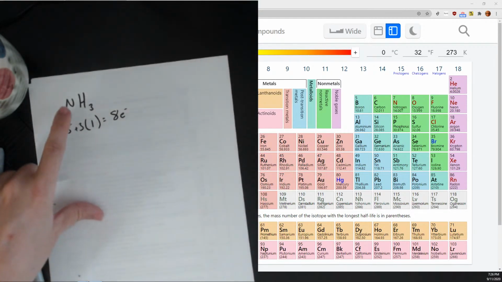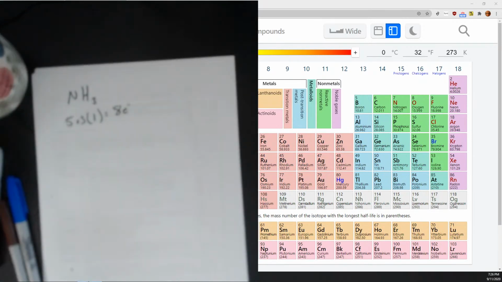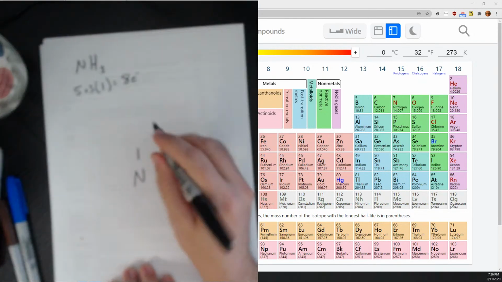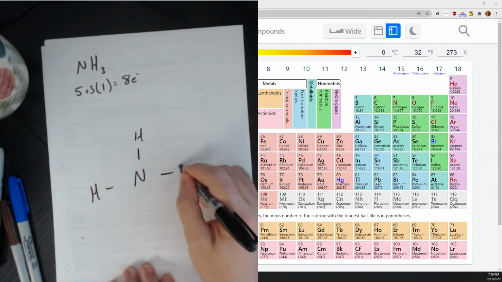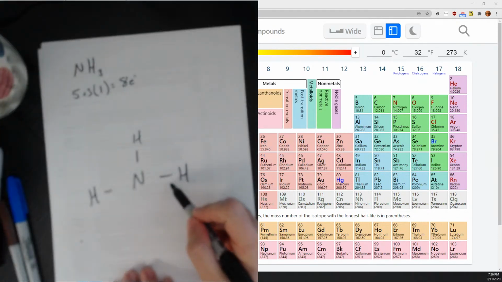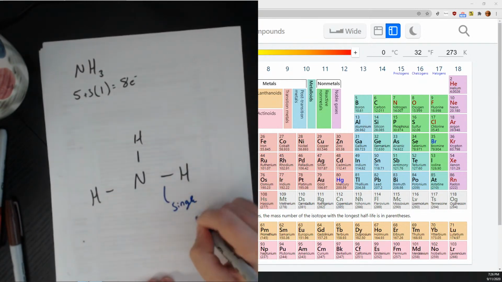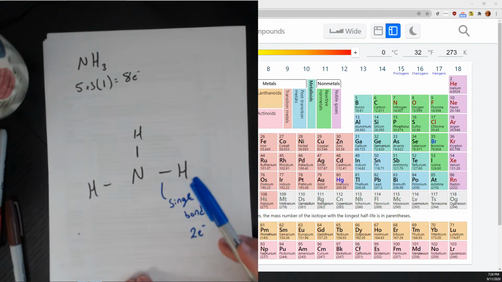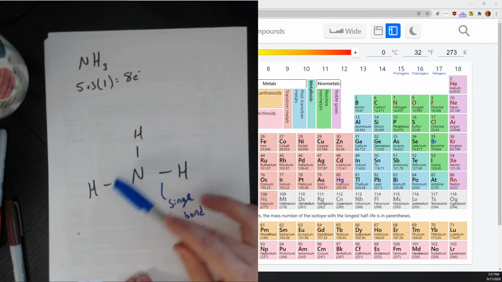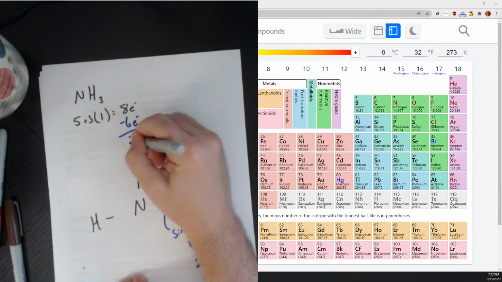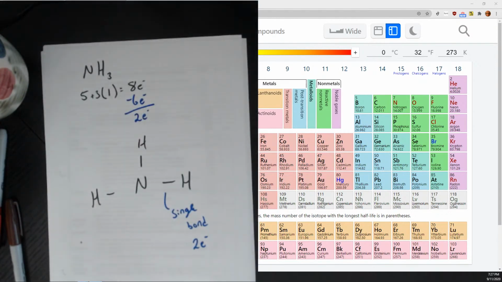So for this one, nitrogen is our core, and it's going to have 3 satellites in the form of hydrogen. So we throw nitrogen in the middle: hydrogen, hydrogen, hydrogen. Each of these lines represents a single bond, and each bond represents 2 electrons. So in forming bonds with these 3 hydrogen atoms, we've got 2, 4, 6 electrons. We've used up 6 of our 8, so we have 2 electrons left over.